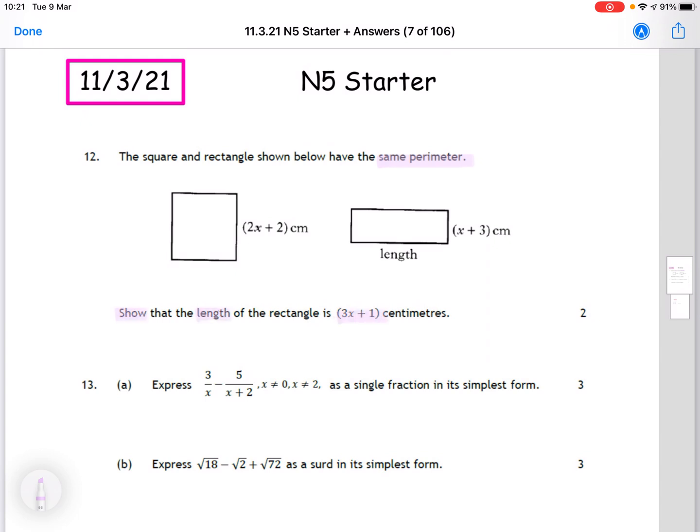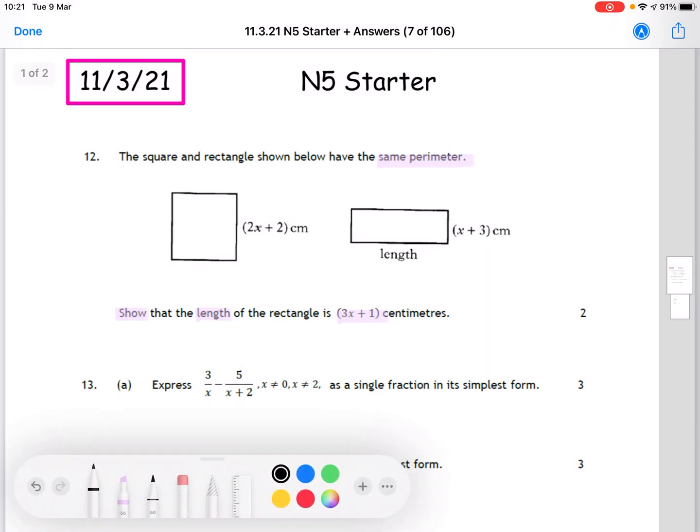Because this is a show that question, it's a proof question. So that is helpful because we know what the final answer is supposed to be. We know the answer at the end is supposed to be that the length is 3x plus 1. In these types of questions, you've got to think about what you've been told and why. So why have we been told these shapes have the same perimeter?